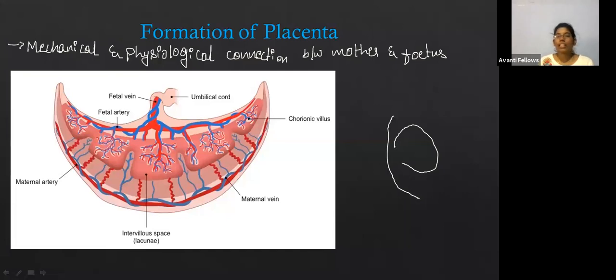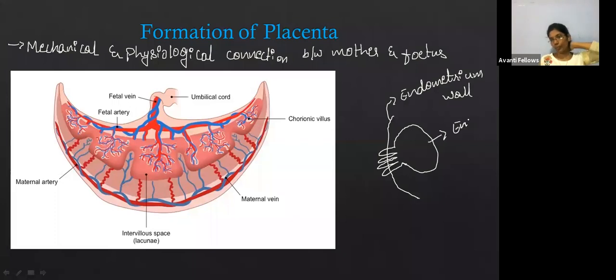Okay, see, this embryo produces the chorionic villi, right? This embryo produces the chorionic villi, and this is the endometrium wall. And this is the embryo. Okay, so the chorionic villi of the embryo and the endometrium.